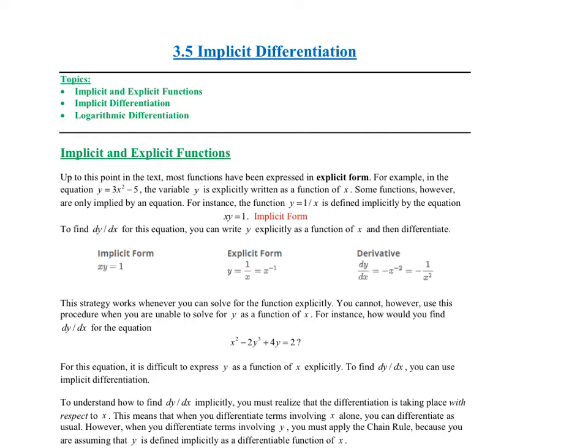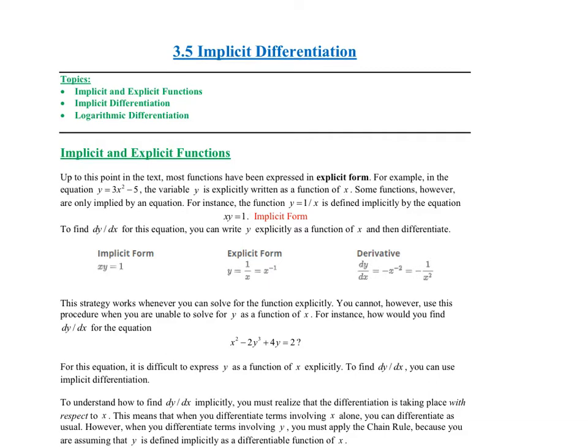Section 3.5 is on implicit differentiation. So we're going to learn the difference between implicit and explicit functions, how to use implicit differentiation, and then this is going to help us with logarithmic differentiation. So it says implicit and explicit functions.